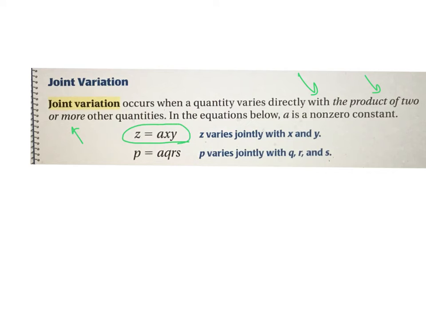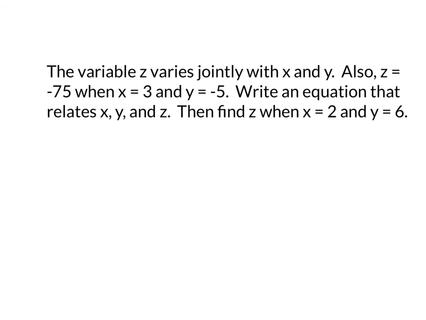z equals axy. a is still your constant, varies jointly with x and y. Here, p equals aqrs. You can have as many as you want. a is still the constant, but you are multiplying two or more along with your constant of variation for joint variation.